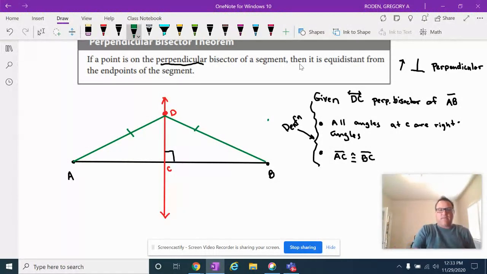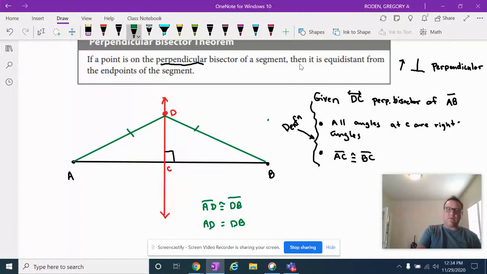So there's two ways to look at it. You could say that segment AD is congruent to segment DB. Or if you want to talk measures, remember how we show measures? We just don't put the line over it. We can say the measure of AD is equal to the measure of DB. So you get that, and that would stand for anyone.